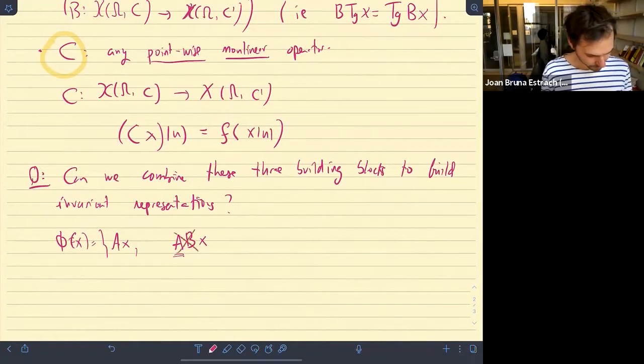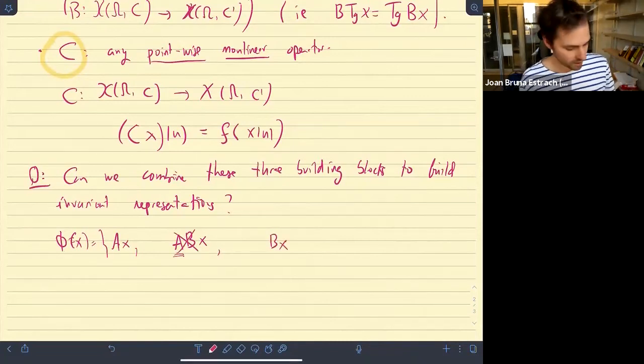But now let's do something instead. What can we do to repair this mistake? We have another operator, another tool in our family.